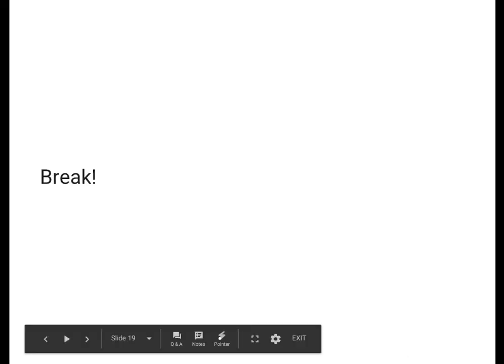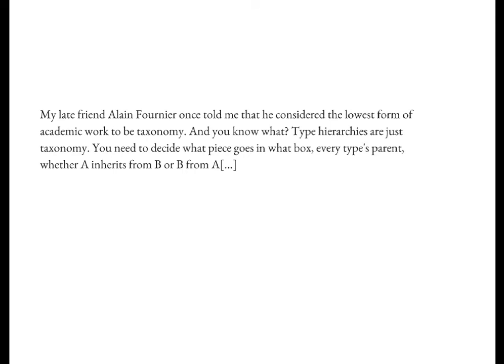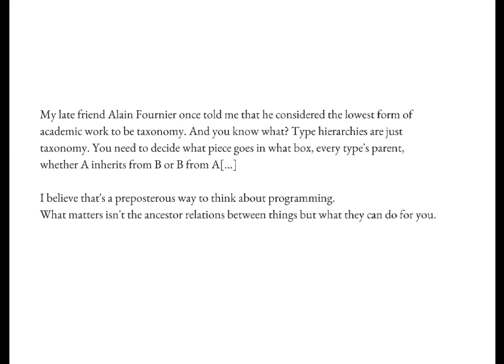All right, back from break. Interfaces. Interfaces are really cool. Let me start with a quote. "My late friend Alan Fournier once told me that he considered the lowest form of academic work to be taxonomy. And you know what? Type hierarchies are just taxonomy. You need to decide what piece goes in what box, every type's parent, whether A inherits from B or B from A. I believe that's a preposterous way to think about programming. What matters isn't the ancestor relationships between things, but what they can do for you." That was said by Rob Pike, the co-creator of the Go programming language, which is really popular in systems, and Google uses it a lot.